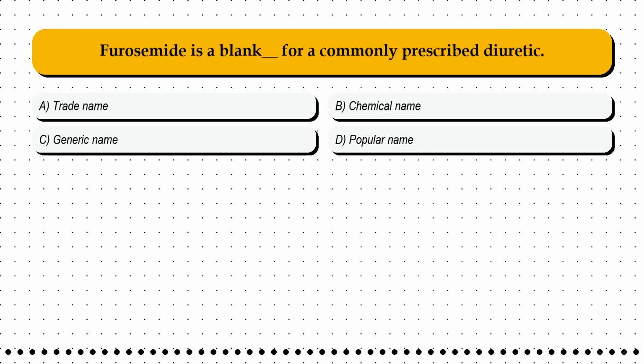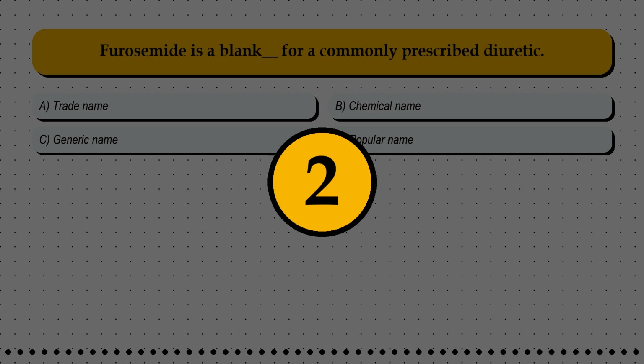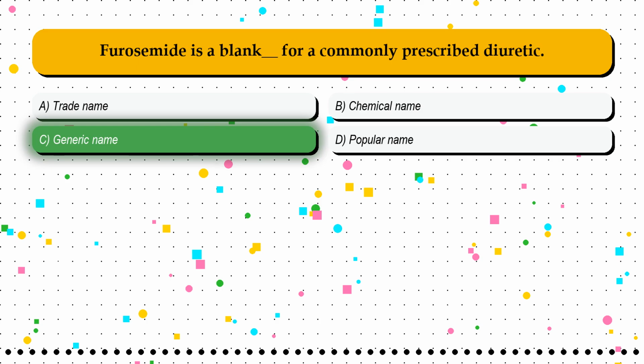Question 244. Furosemide is a blank for a commonly prescribed diuretic. Option A, trade name. Option B, chemical name. Option C, generic name. Option D, popular name. The correct answer is option C, generic name.